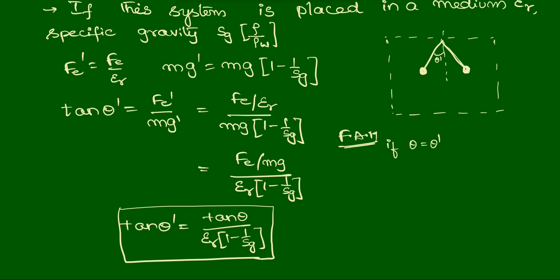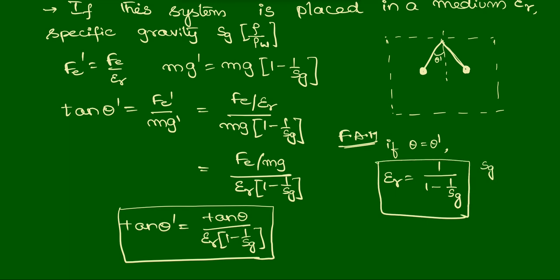If theta is equal to theta dash, then epsilon r will be equal to 1 by 1 minus 1 by Sg. They can ask like this: if Sg is given as 3, then epsilon r will be equal to 1 by 1 minus 1 by 3, or this will be 2 by 3 in the denominator, which in turn becomes 3 by 2, or 1.5. This kind of question we can expect based on this. So this is one interesting application.